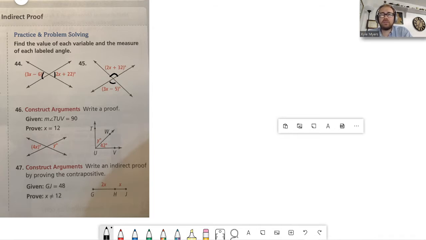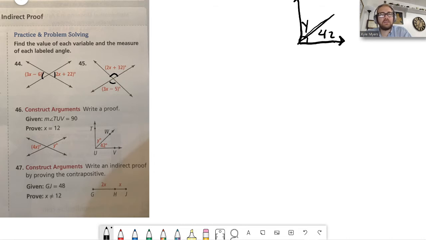Okay, so both of those little pictures there are part of the same proof. So we know that TUV is 90, right? So that would mean that this is a right angle. And then we have y here and 42 here. And then we have this other little diagram here. And we know 4x is here and y is here.